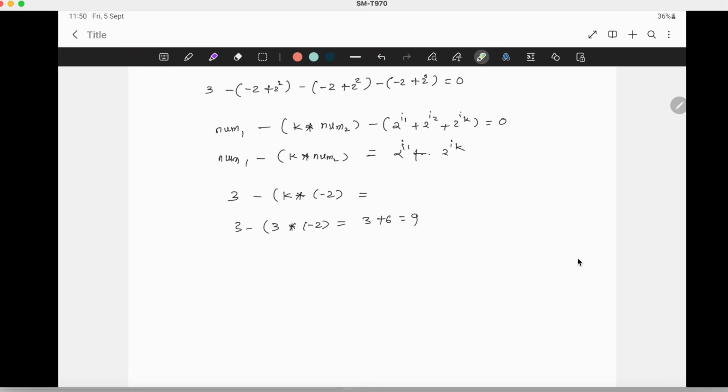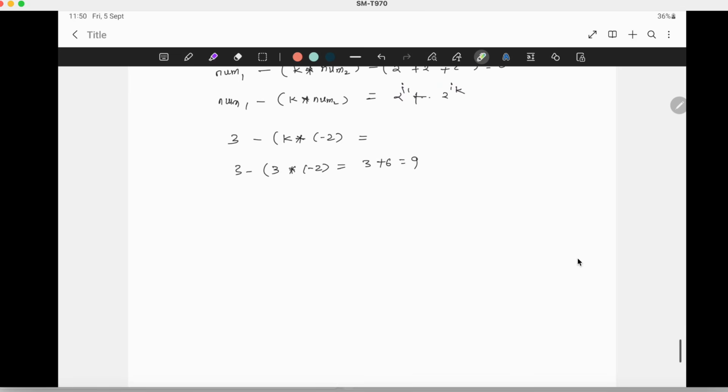Okay, we can say that, right? Because both these values are equal, and when we try to compare these two, it is basically 2 to the power of i1 plus 2 to the power of i2, all the way to 2 to the power of ik. These values are nothing but the binary representation of a particular number, right?